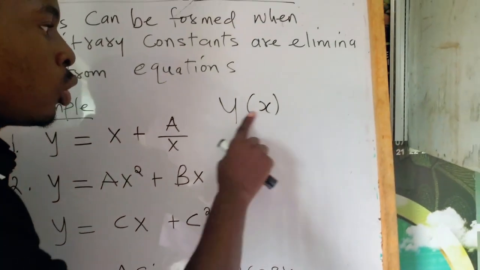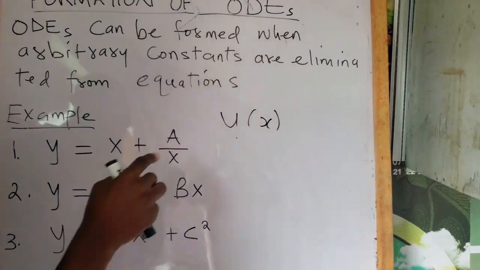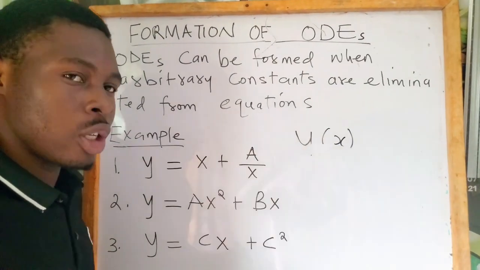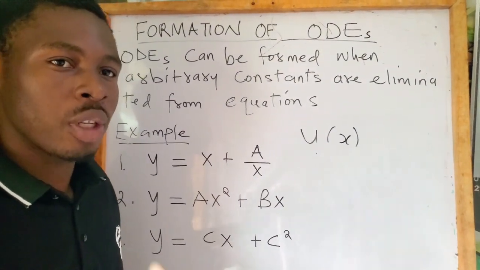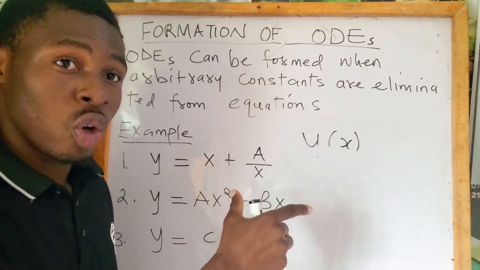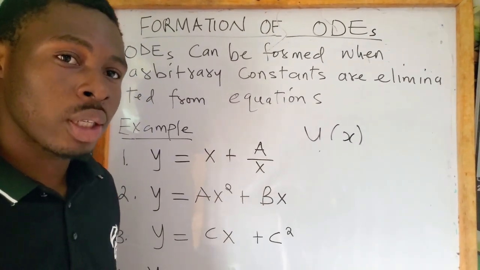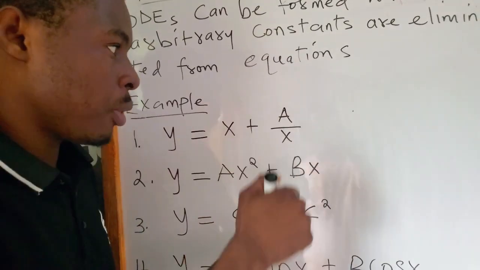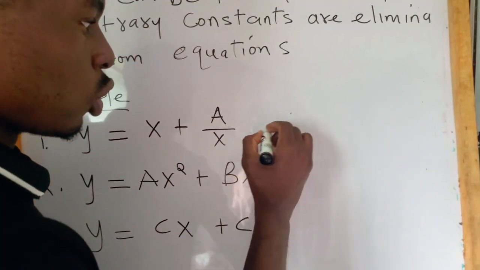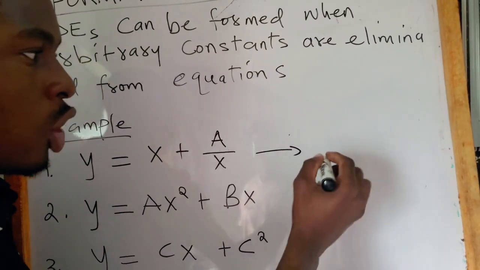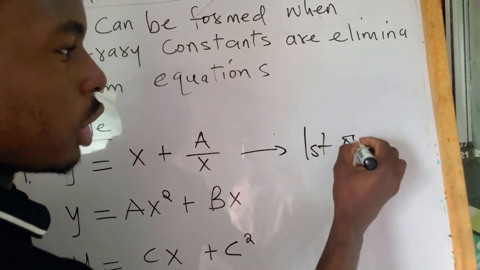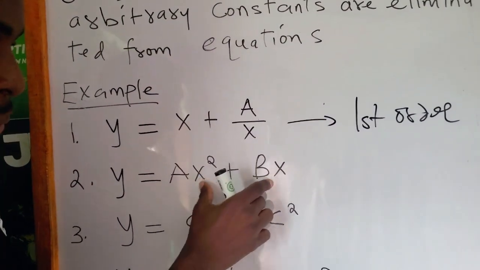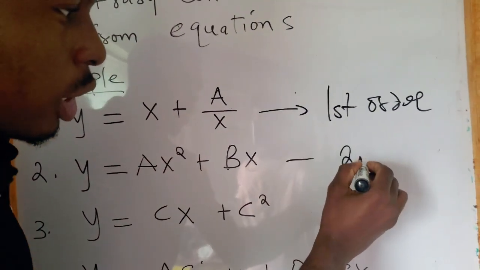Now, I want to bring something to your notice. The number of arbitrary constants appearing in the equation will determine the order of the differential equation that will be formed when you eliminate those arbitrary constants. So here, the differential equation formed will be of first order. When you eliminate this a, you get a first order differential equation. When you eliminate a and b, you get a second order.